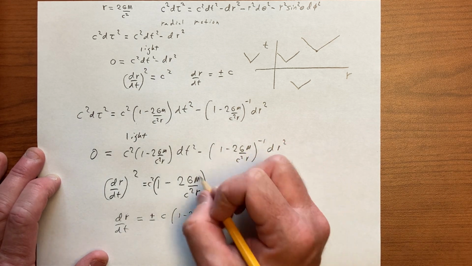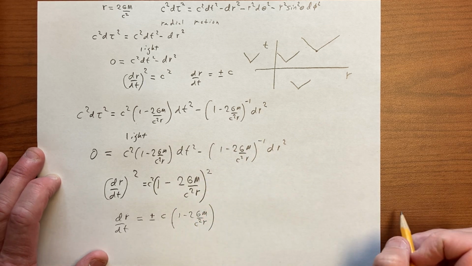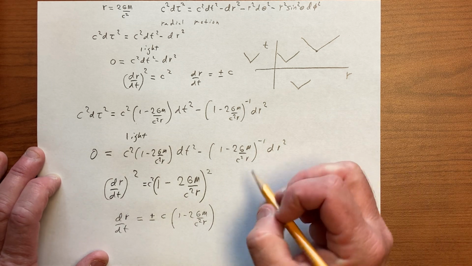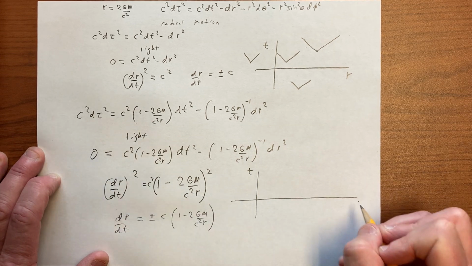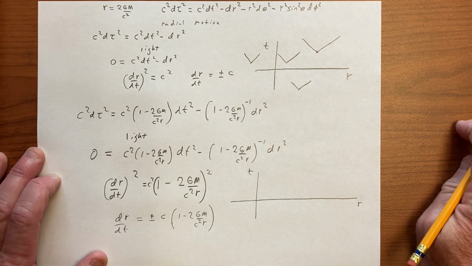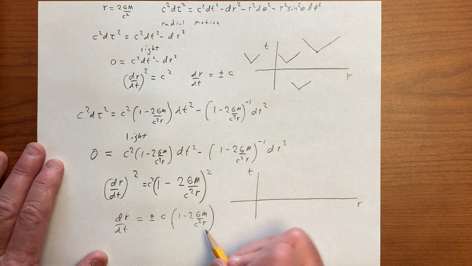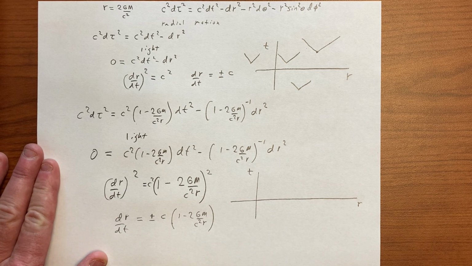This ends up being squared. So when we take the square root, then it looks like that, plus or minus, and we take that plus or minus c. So what does this look like? So let's look at it in a TR diagram, a radial time diagram. And what we see is that when r is very large, then this term doesn't matter. And we have plus or minus c.